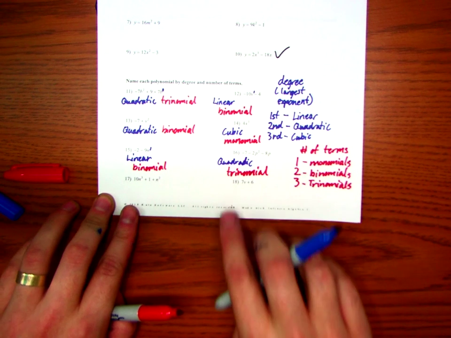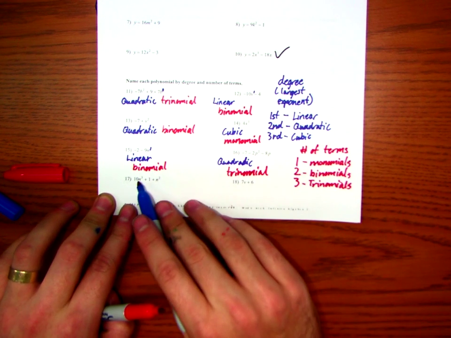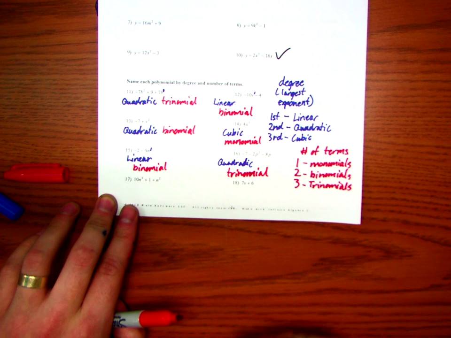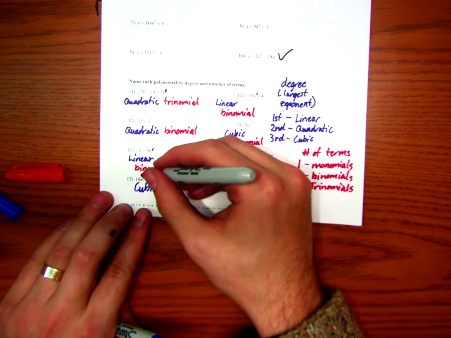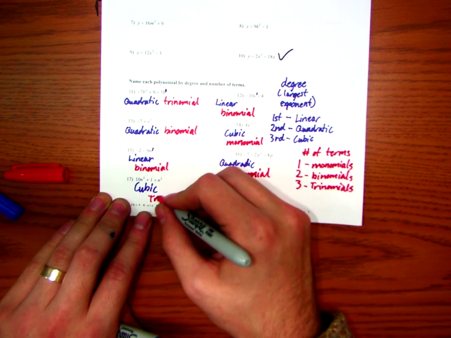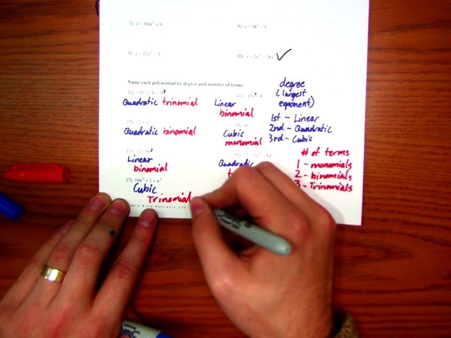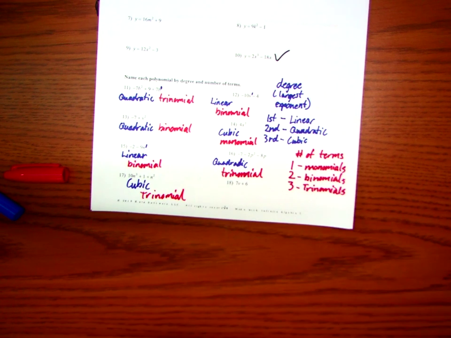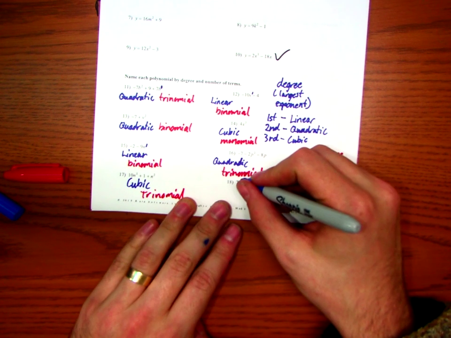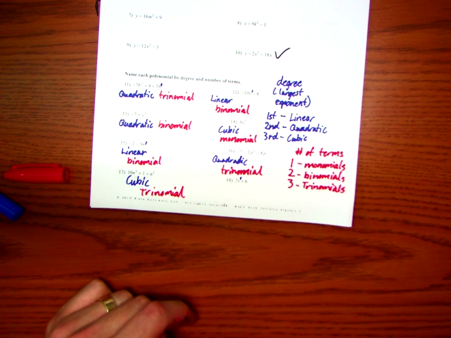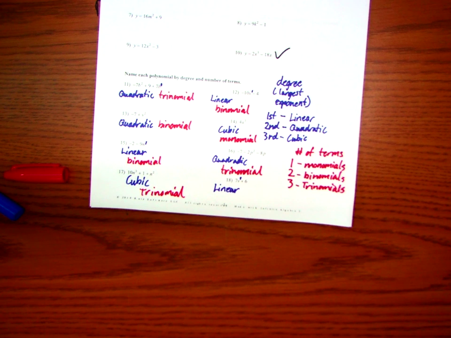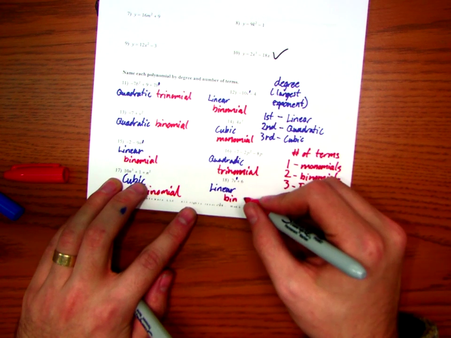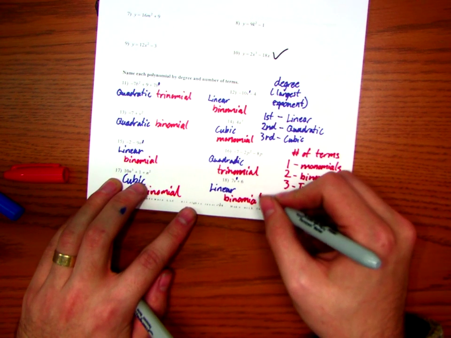17 now. In 17, the largest exponent appears to be the 3. The 3 is bigger than the 2. So it's a cubic. It's a cubic what? It's a cubic trinomial because it's got 1, 2, 3 terms. 18, linear. Its largest exponent is that invisible 1 modifying the first v, which means it's linear. And it's a binomial because it's got the 2 terms, the 7v and the 6.